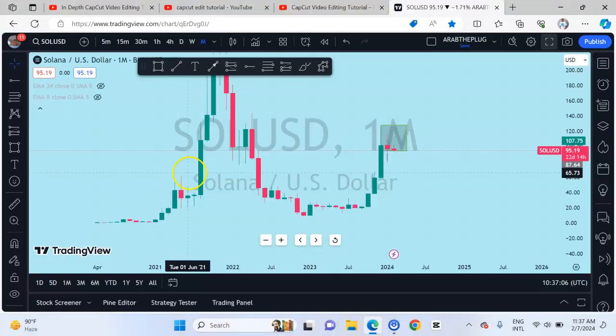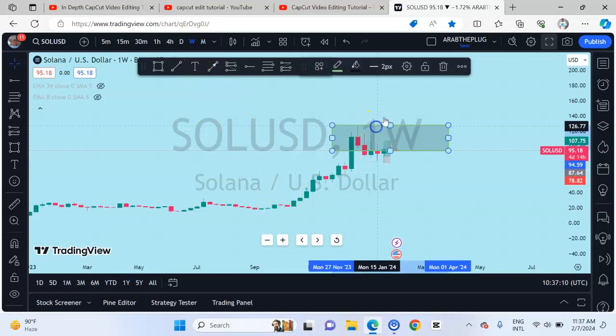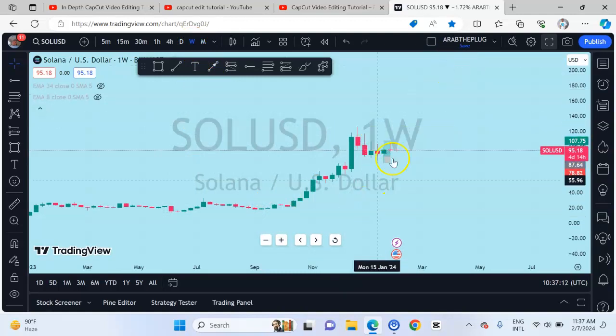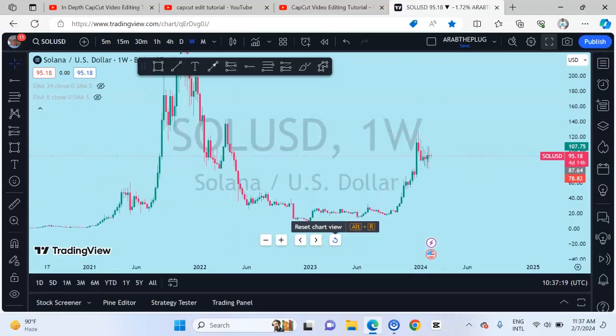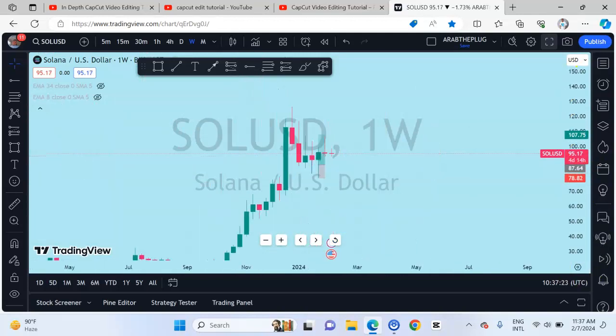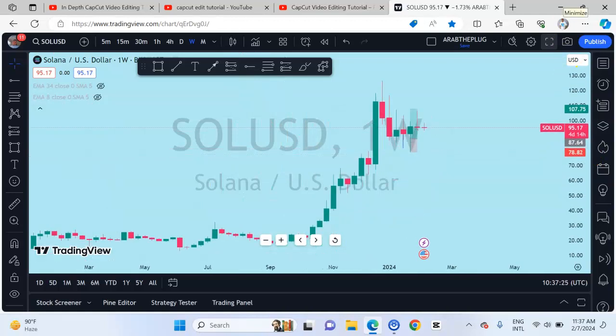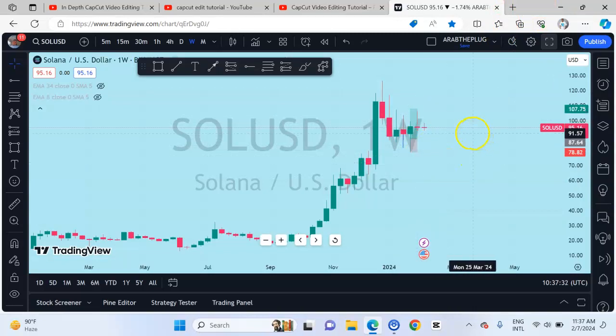So scaling down to the weekly time frame, let me get rid of this. So now we just scale down to the weekly. You see that I actually took a trade on Solana, which will show much better on a daily time frame. So I actually took a trade on Solana since 25th of January last month, and that's it.